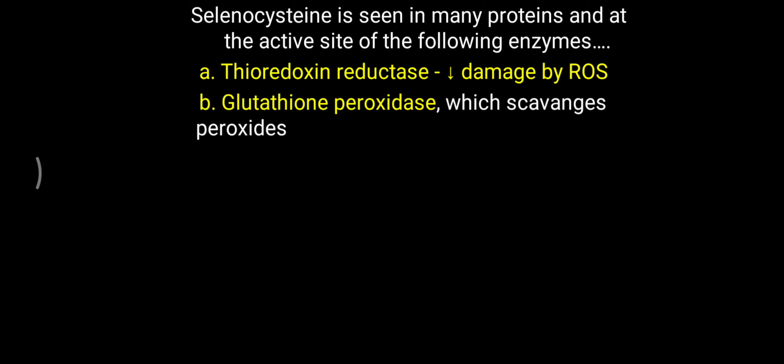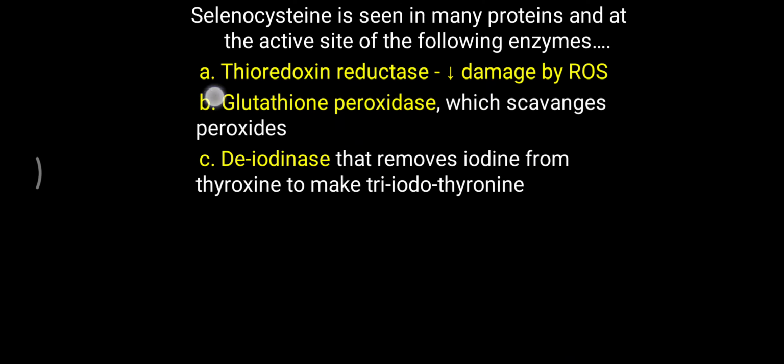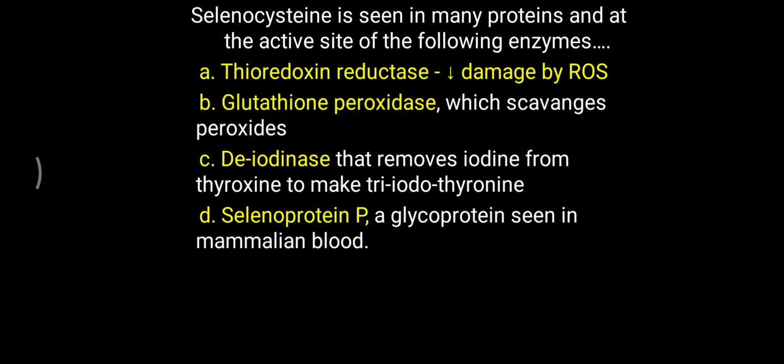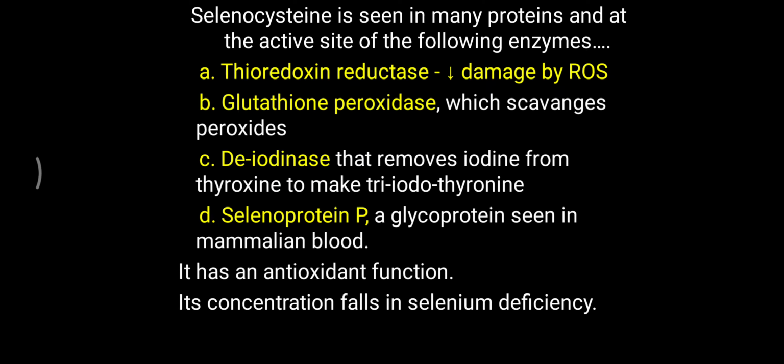Another enzyme is glutathione peroxidase, which also helps to reduce free radical damage, as it scavenges peroxides. So peroxide or free radical damage will be reduced with the help of glutathione peroxidase as well as thioredoxin reductase. Then there is deiodinase, which removes iodine from thyroxine, that is T4, to make T3, triiodothyronine. For that deiodinase activity also, selenocysteine, the 21st amino acid, is needed. Apart from those three enzymes, selenoprotein P, a glycoprotein seen in mammalian blood, also contains the 21st amino acid selenocysteine. So basically selenocysteine works in an antioxidant function, and it is correlated with selenium.